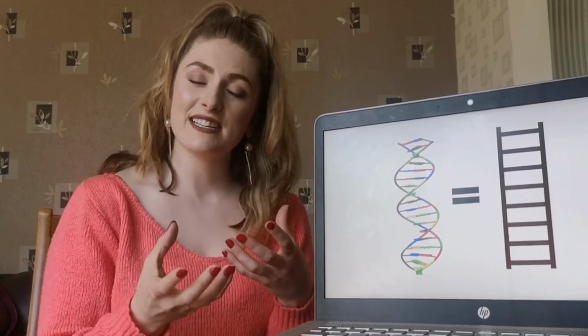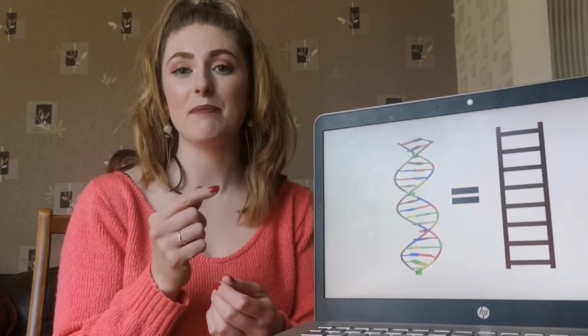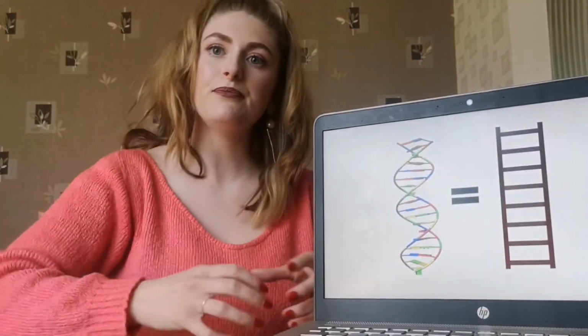And again, in a similar way to languages, these base pairs actually have rules. So in English, I always comes before E, and in DNA, A binds to T and G binds to C. And it's this binding that actually forms the steps on our ladder structure.